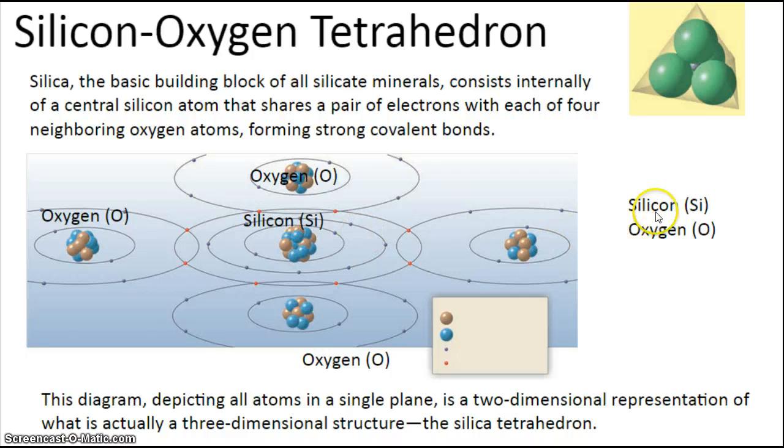So really what I'm talking about here, silicon and oxygen, I create this shape, this tetrahedron, if you will, this 4-sided three-dimensional object that has, let's just say, strong covalent bonds.